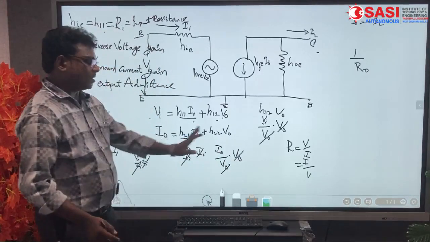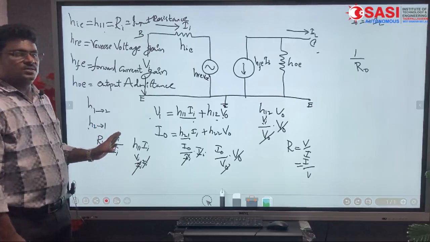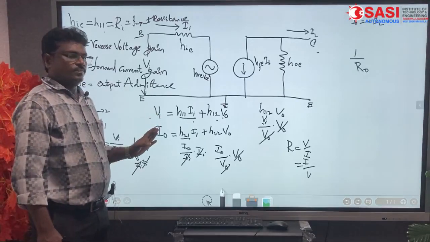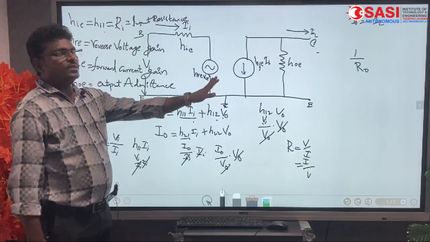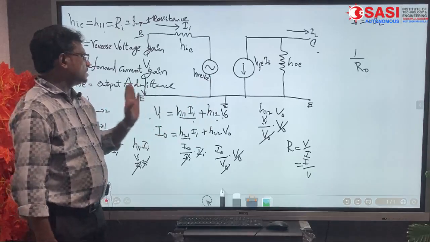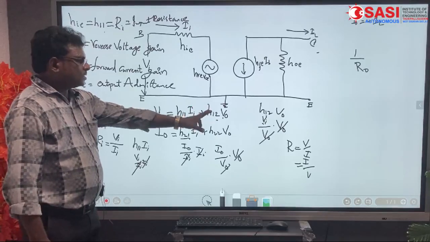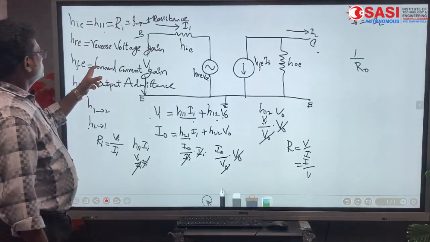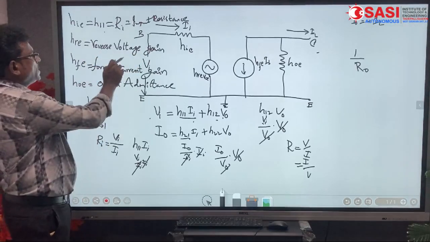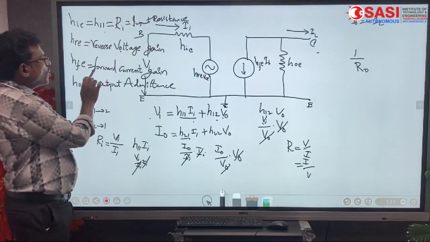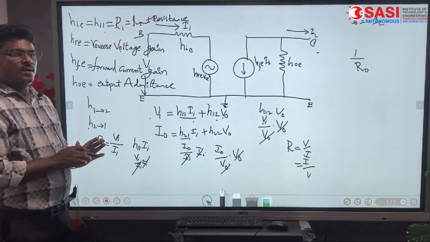Cancel, cancel, I naught. Here the four parameters are discussed according to the transfer. H11 is itself the resistance at the input, H22 itself at the output, the reverse of resistance named output admittance. H12 means reverse voltage gain, and this is forward current gain, H21. So remember these parameters very well.